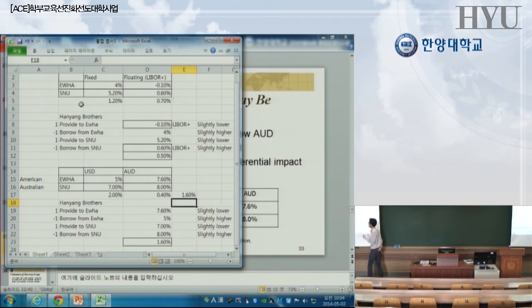But on the other hand, you receive money from EYU and give that money to SNU, and when you take money from EYU, you pay only 5%. But when you give money to SNU, you actually receive 7%, and therefore you make 2%. So you lose 0.4% in Australian dollars and make 2% in USD. So basically, you can make 1.6%. So in every deal, again, you can make an arbitrage opportunity.